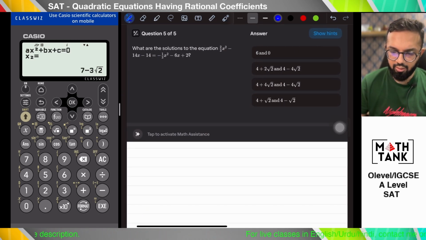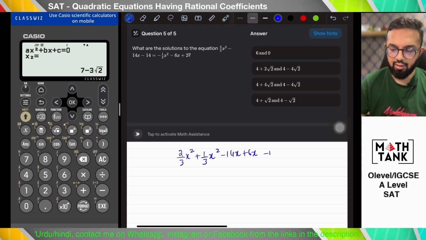Okay. What are the solutions to the equations? Okay, so 2 over 3x squared. I bring 1 over 3x squared from the other side. I have 14x. I bring 6x from the other side. I have minus 14. I bring in minus 2 from the other side. So that gives me x squared minus 8x minus 16.